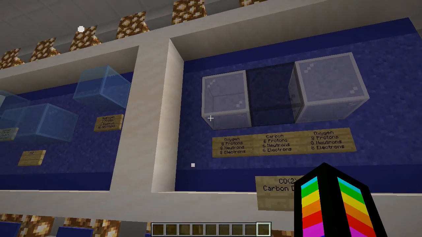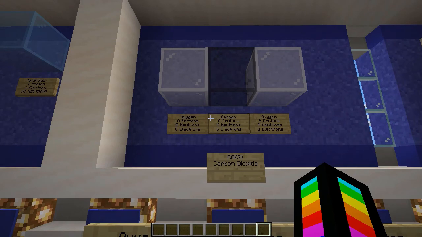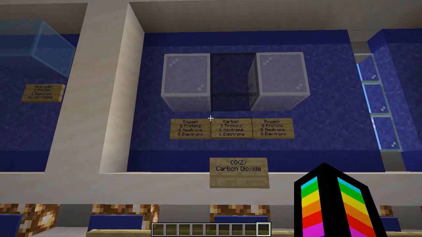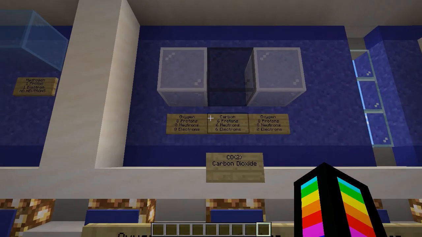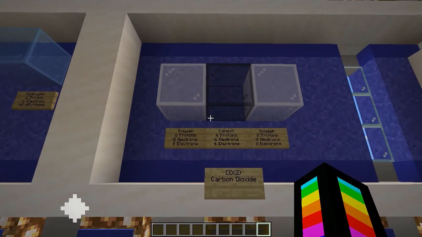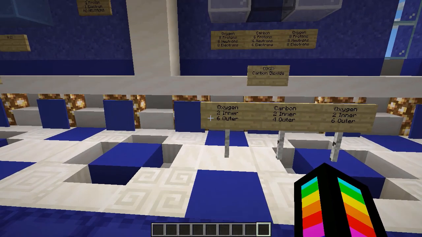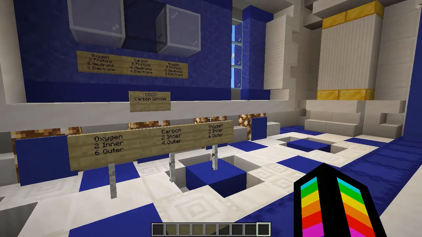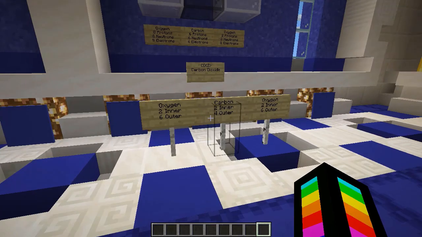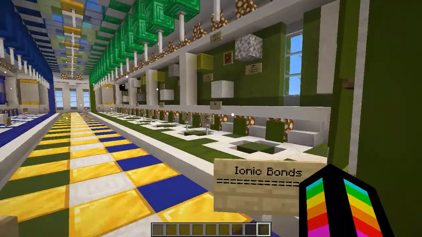Oxygen is 8 protons, 8 neutrons, 8 electrons. Carbon, 6 protons, 6 neutrons, 6 electrons. And carbon dioxide: oxygen has 2 inner, 6 outer. Same thing over here. Carbon has 2 inner and 4 outer.